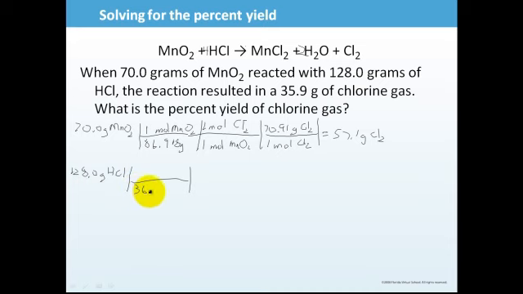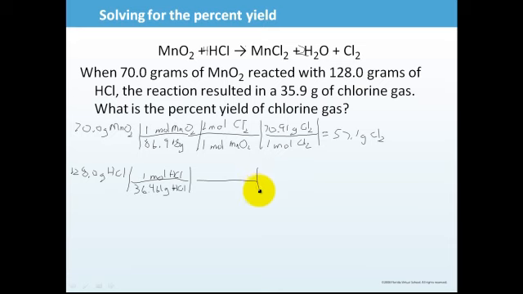And we get 36.461 grams of the HCl, and that's for every 1 mole of HCl.